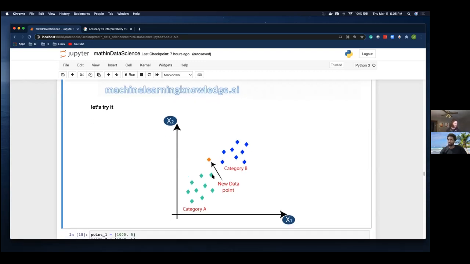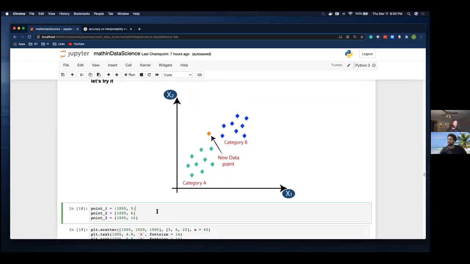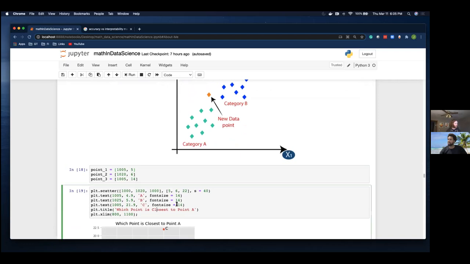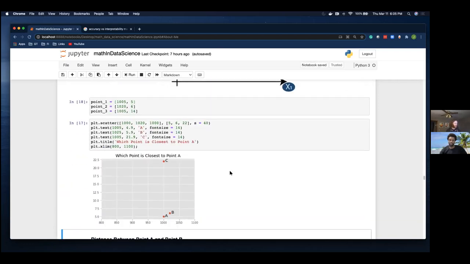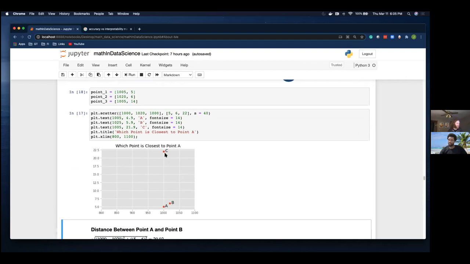But let's show an example of this. So I'm going to create some data points. And I want to show, so last time, remember the z-score transformation. Of these, I have 3 data points right here, A, B, and C. Which point is closest to A? Do you think point B is closest to A, or do you think point C is closest to A?